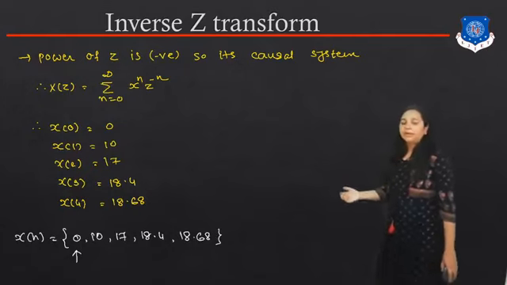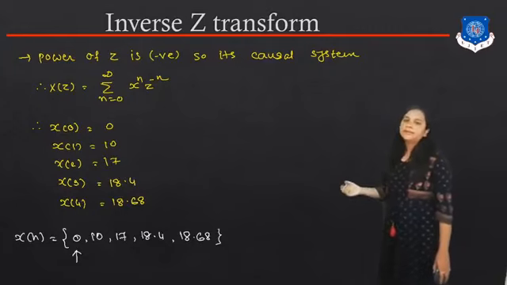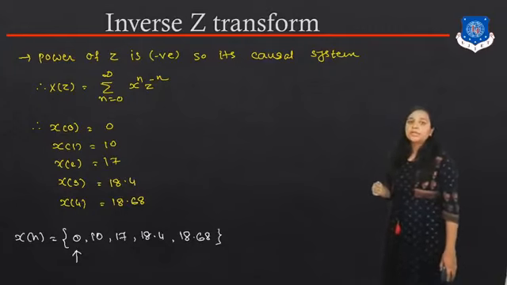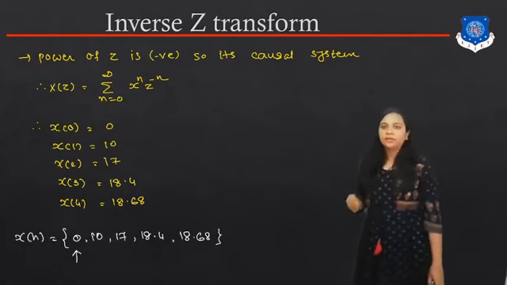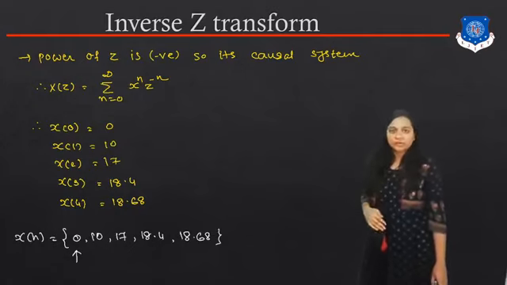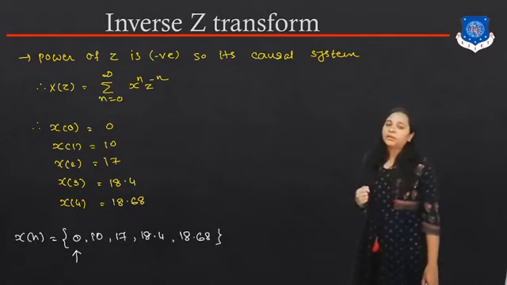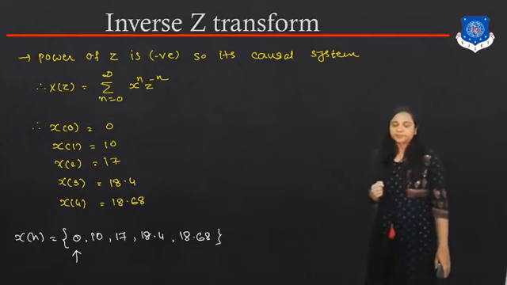Here the arrow indicates this is the one-sided z transform. So using the direct division method, we can easily find the inverse z transform for the particular equation of x of z.